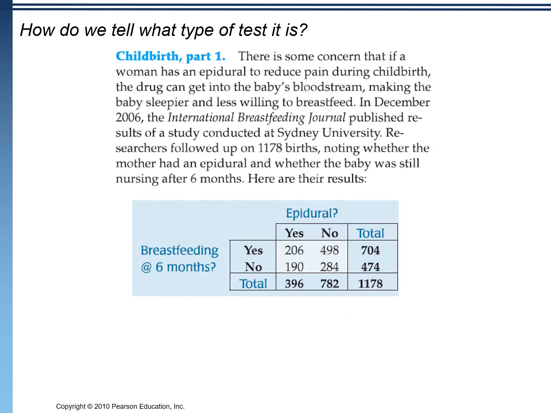Lastly, in this one, the wording doesn't give us any hints. What does give it away is that we only have one sample. This table is created based on a sample of 1,178 births. We're not seeing if one sample is the same as the other one. Instead, we're taking the sample and measuring two categorical variables. We want to see, are these variables affecting one another? Is there an association between getting an epidural and the effect on a child breastfeeding 6 months after birth? This is a test of independence.